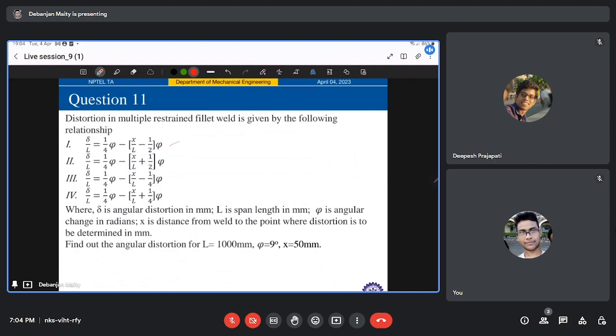So if this is the first one, for you, this multiple restrained fillets like this, and here this is restrained, right? Like this. So this is your span length. Can you find out the angular distortion for these values provided already, where L is 1000, X is 50, and your change in angle will be 9 degree. That must be converted to radian.